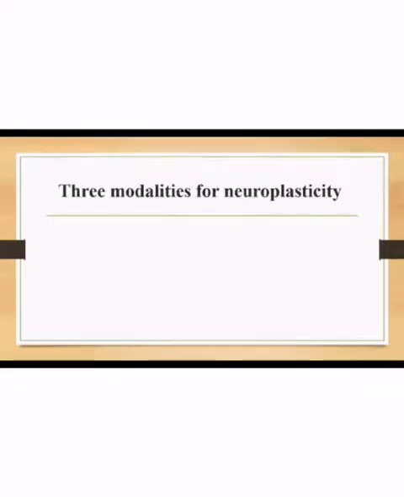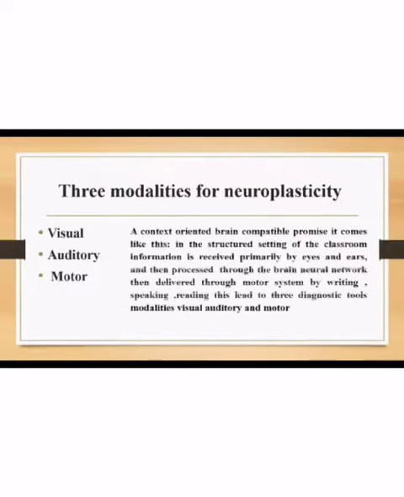There are three modalities for neuroplasticity: visual, auditory, and motor. So a context-oriented brain-compatible premise comes like this. In the structured setting of the classroom, information is received primarily by eyes and ears, so here we use the visual and auditory. Then it is processed through the brain's neural network, then delivered through the motor system by writing, speaking, reading. This leads to three diagnostic tool modalities, which are visual, auditory, and motor.